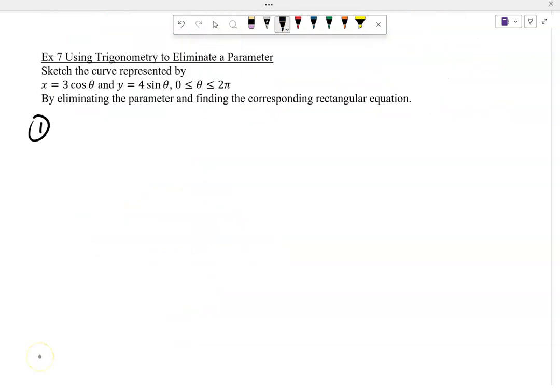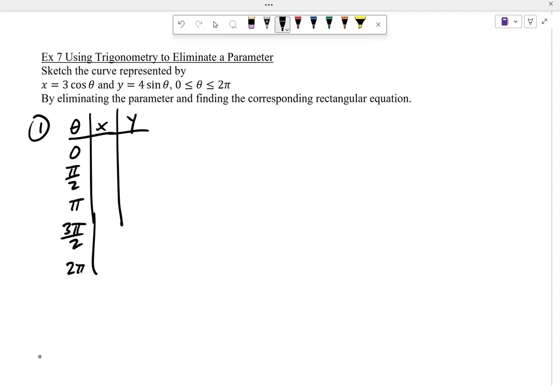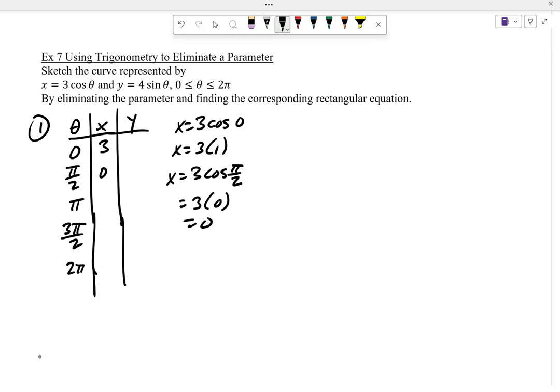All right, let's go ahead and eliminate. Instead of t, we got theta here, it looks like. So let's do theta, then x, then y. Let's go up until 2 pi. So I got x equals 3 cosine of 0. We know cosine of 0 is 1, so we got 3. And we got x equals 3 cosine of pi halves. I know the cosine of pi halves is 0. So we got 0 and so on.